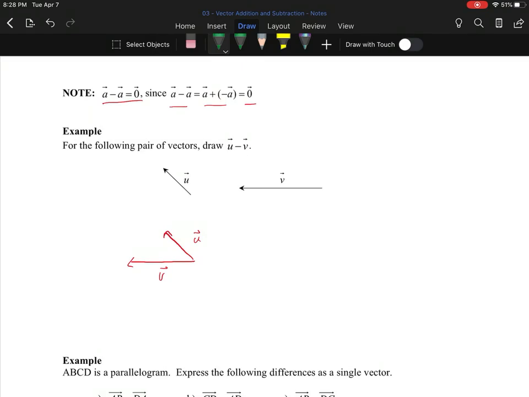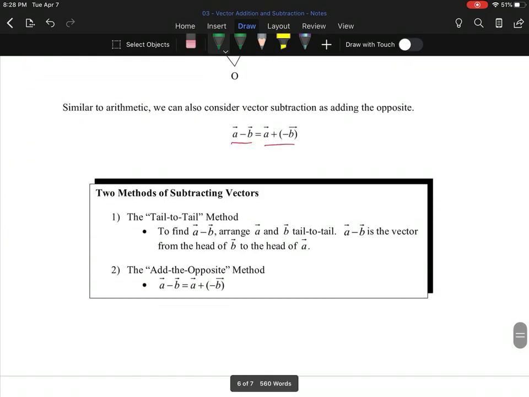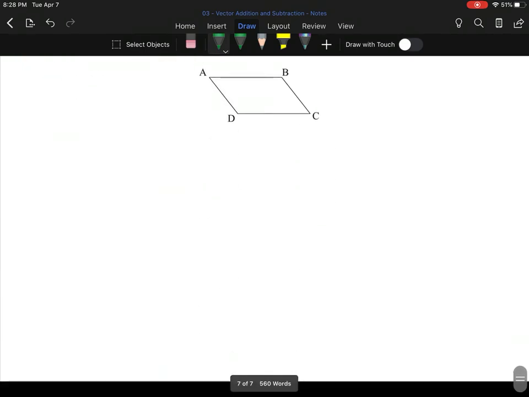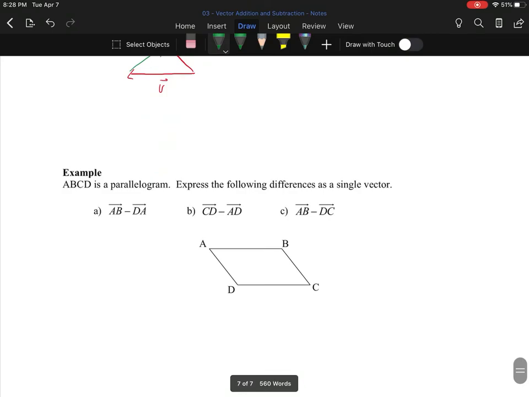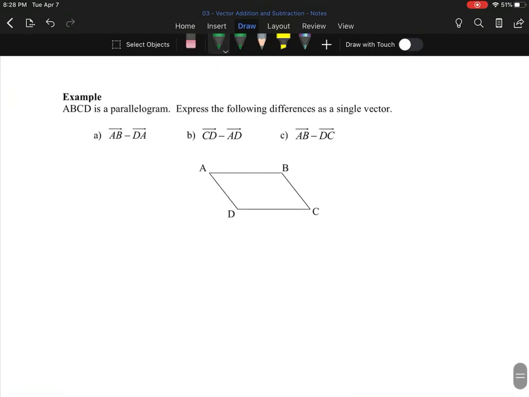And what I want, and I better change colors here, I'll switch over to something that's very different looking, green. If I'm doing u minus v, I want to know, what do I add to v to get to u? So I've got to add on to v to get to u, and there's my picture of u minus v. Not simple. You may have to watch that a couple of times and go back and look at 7 minus 5 a couple of times to really get that idea clear.